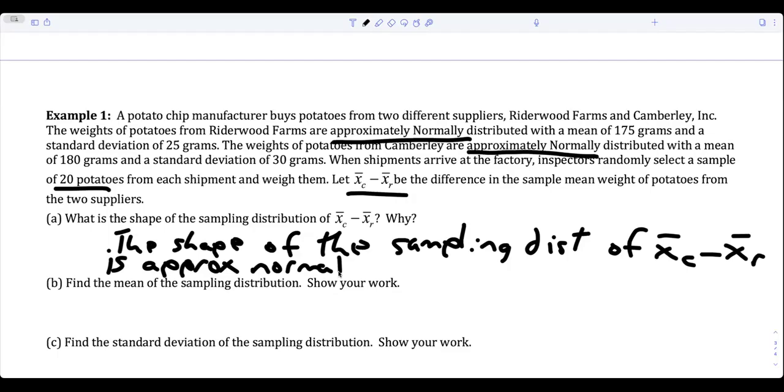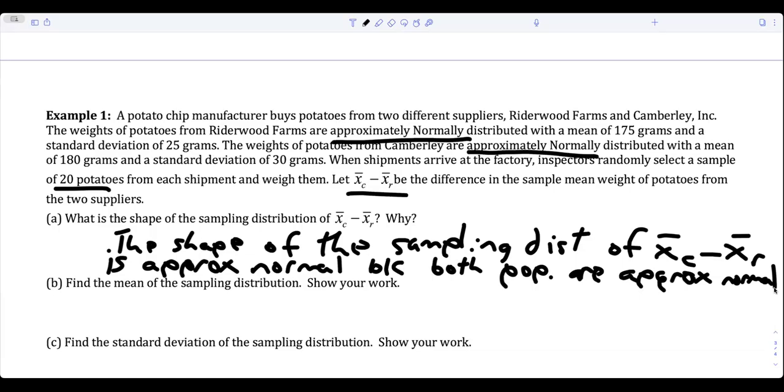If the population is skewed and the sample size is large, then we're okay also. But here it says that the population is approximately normal. So therefore, the sampling distribution is also. So I said it's approximately normal because both populations are approximately normal.